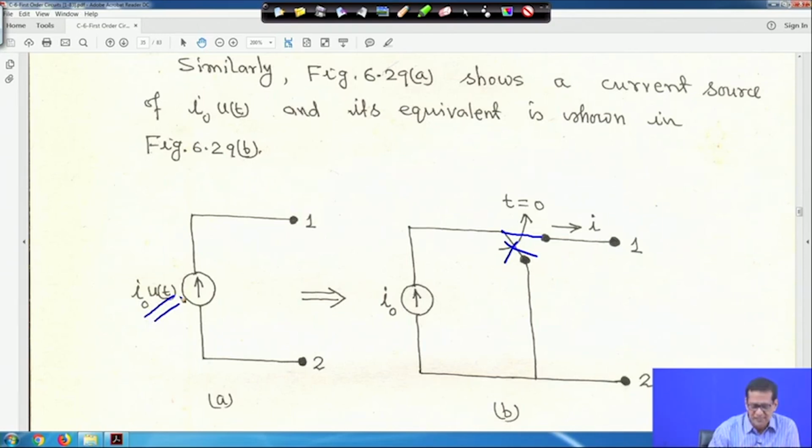When we solve the transient problem, at that time we will consider this kind of source, such as V into u(t) or I into u(t); we will see later. So this is the meaning of I0 u(t). The idea is that rather than moving the switch like this, we represent the voltage source or current source multiplied by the unit step function, and when we solve the circuit, we will know how it behaves. This is the representation of the current source.